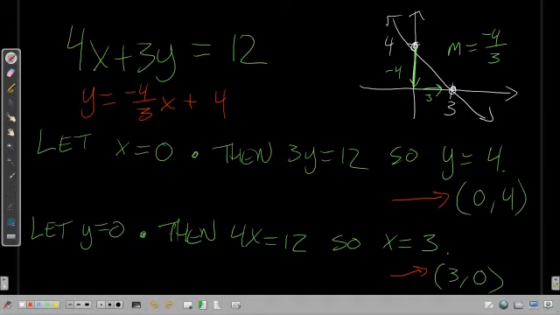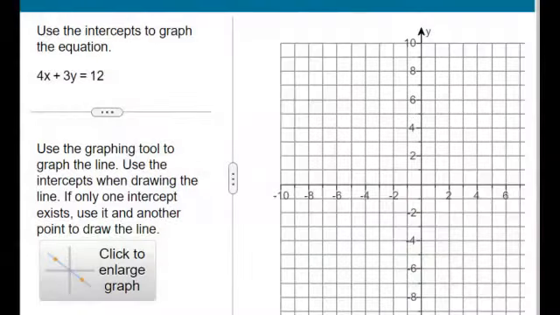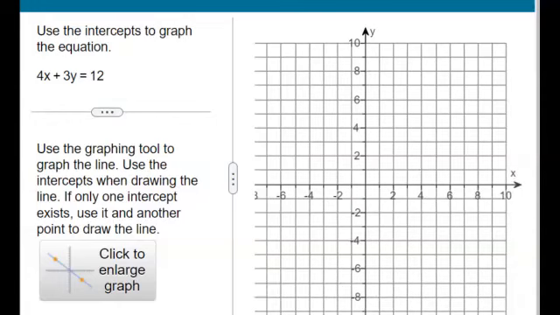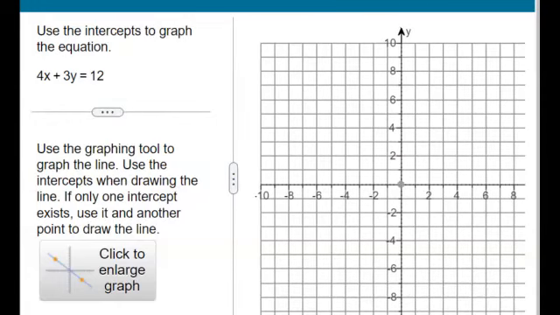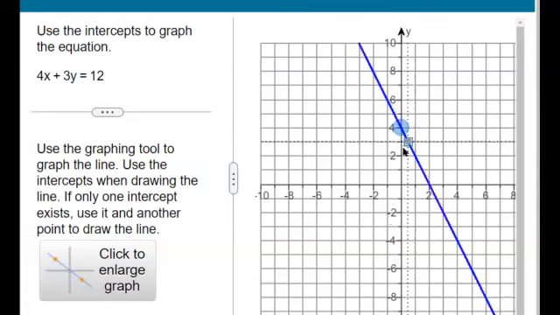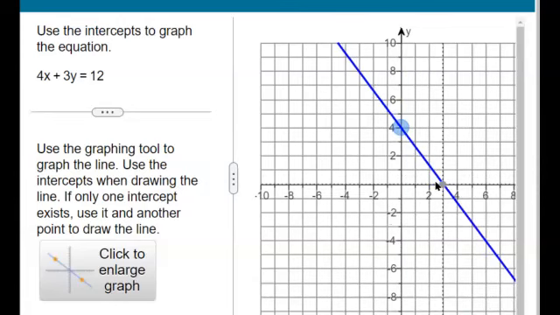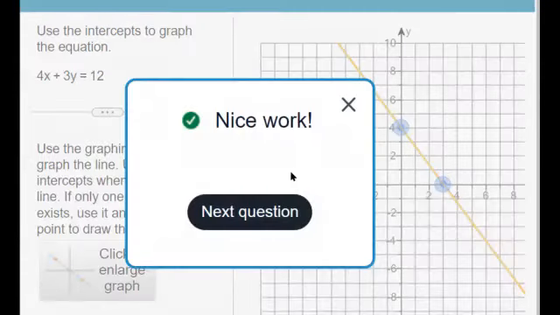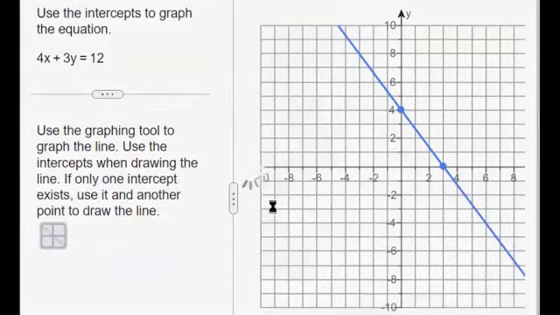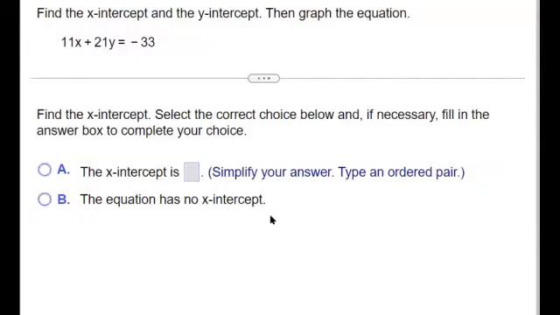All right, so I'm going to graph this thing by the intercepts. I will click on the ordered pair 0, 4. I will click on the ordered pair 3, 0. That's all there was to that equation.